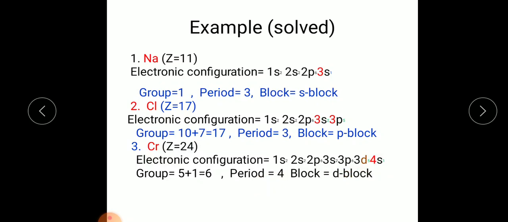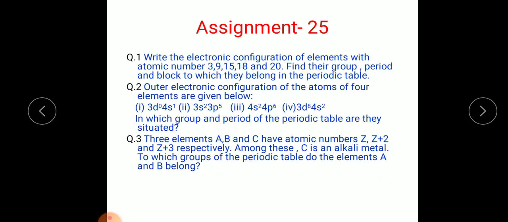Based on a similar concept, I've given you an assignment, that will be assignment number 25. Question number 1 is, write the electronic configuration of elements with atomic numbers 3, 9, 15, 18 and 20. Find their group, period and block to which they belong in the periodic table. So the atomic numbers of the elements are given. The first thing you need to do is write down the electronic configuration. From there you need to predict the group, period and block to which they belong.